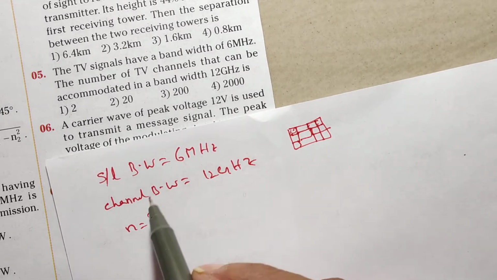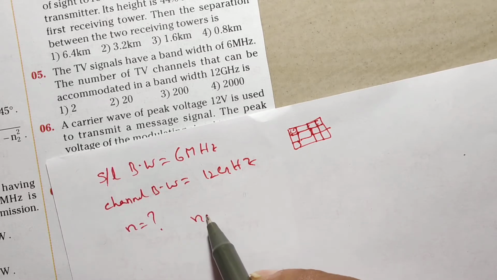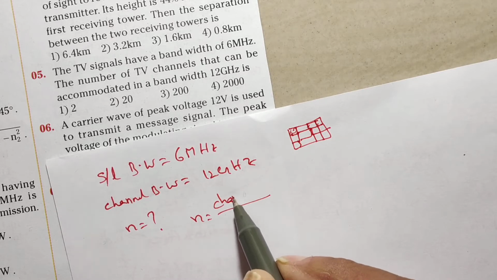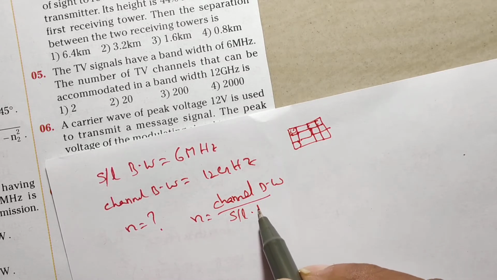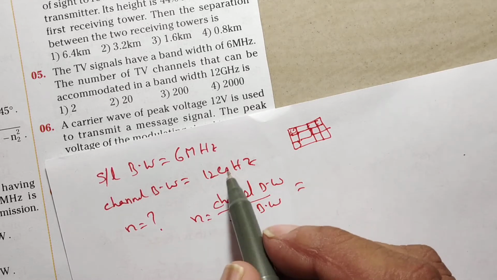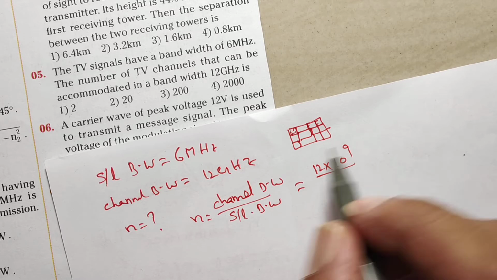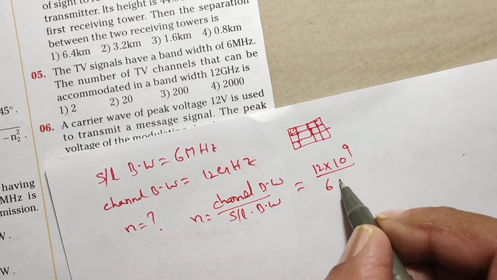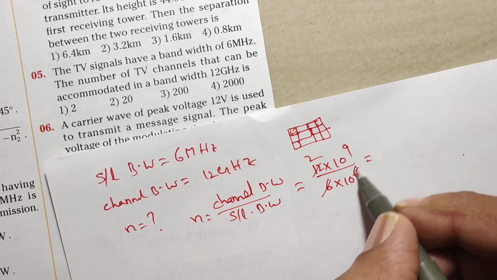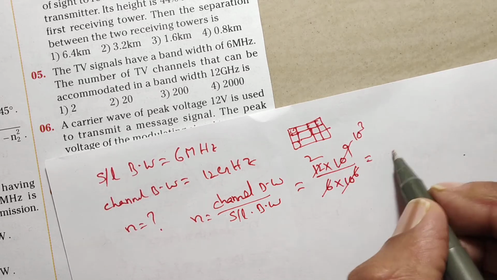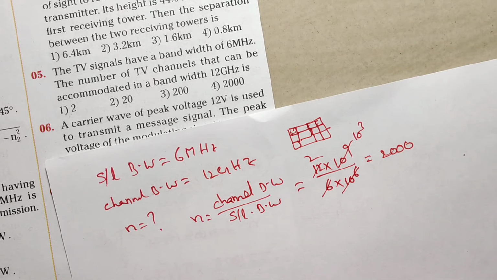In the same way, the number of signals transmitted in the channel is the channel bandwidth divided by the signal bandwidth. Channel bandwidth is 12 gigahertz, 12 into 10 to the power of 9, divided by signal bandwidth, 6 megahertz, 6 into 10 to the power of 6. Once, twice, that means 10 to the power of 3, 2000. The number of channels is 2000.